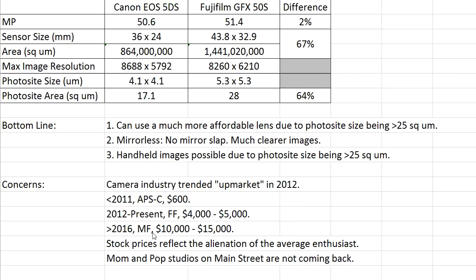And now we're looking at medium format. We made the leap from APS-C to full frame, and if we're expected to make the leap into medium format, look what's happening to the price. So I was doing some research here on stock prices of all the camera manufacturers. There's only one that's increasing, and it's Sony. Fujifilm is kind of constant. It's neither rising nor falling. But Canon and Nikon are in the tank. And here's why. Stock prices reflect the alienation of the average enthusiast.